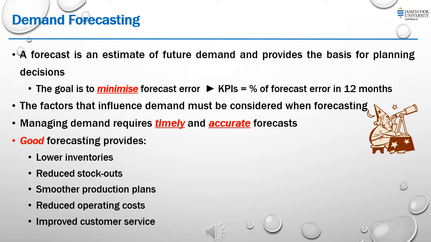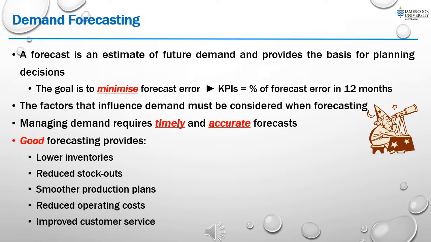The factors that influence demand must be considered. So we try to manage those demands. In order to be able to manage it, we need timely and accurate forecasts. There are several methods that we can actually look into using for the forecast, such as historical data analysis. The method involves analyzing past sales data to identify trends and patterns. This data is then used to forecast demand.